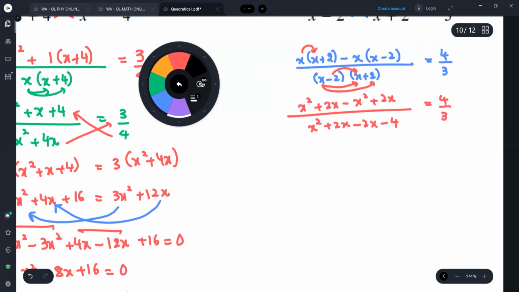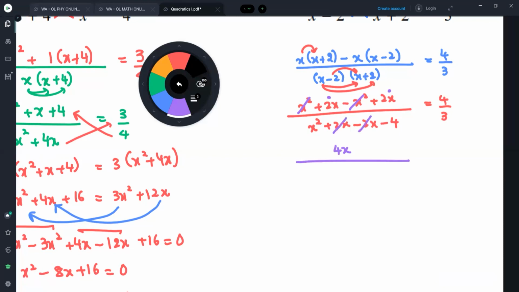Cross multiply. Can I cancel these two out? Plus x squared and minus x squared. Yes or no? Yes. Now can you add 2x and 2x? 4x. Now in the denominator, can I cancel plus 2x and minus 2x? Yes. So what I have left is x squared minus 4. Yes or no? x squared minus 4 equals 4 over 3.